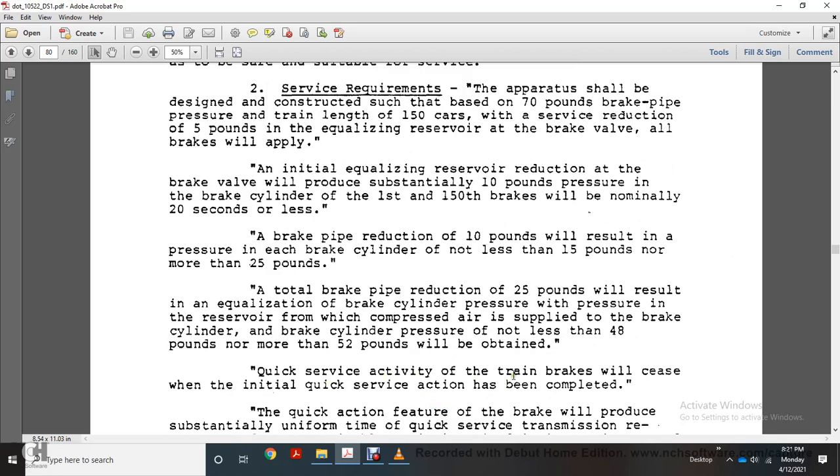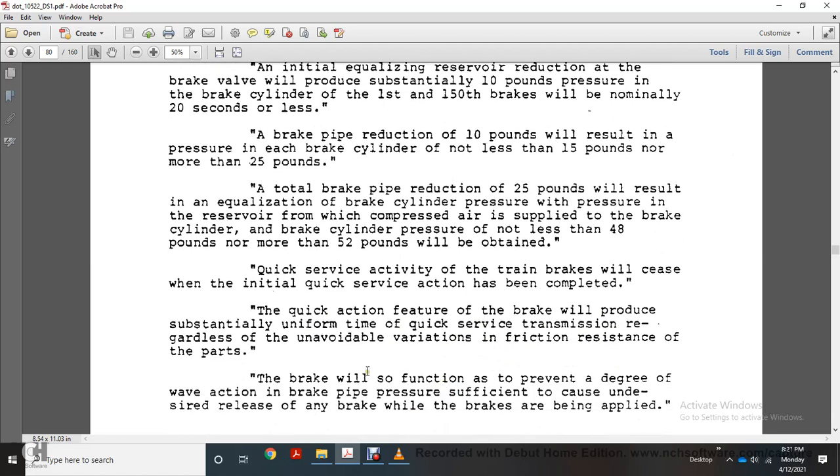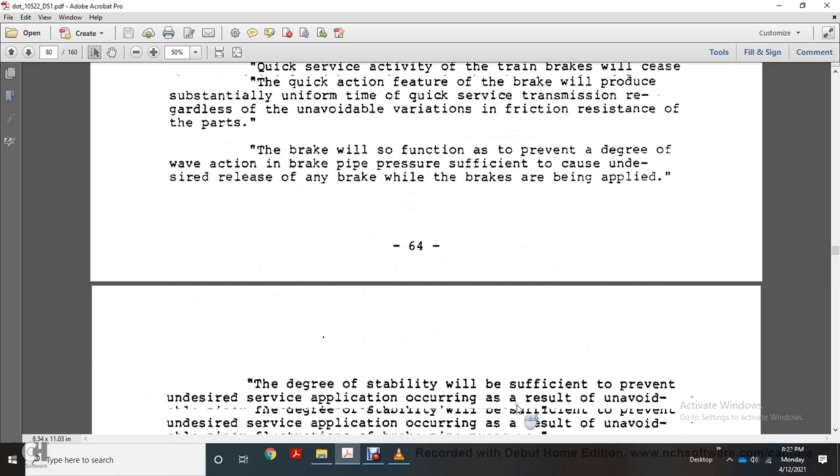Quick service activity of the train brakes will cease once the initial quick service action has been completed. Quick action feature for the brake will produce a substantially uniform quick service transmission regardless of the unavoidable variation in the friction resistance of these parts. The brake will function so as to prevent the degree of wave action of the brake pipe pressurization from causing an undesired release of any brake while the brakes are being applied.